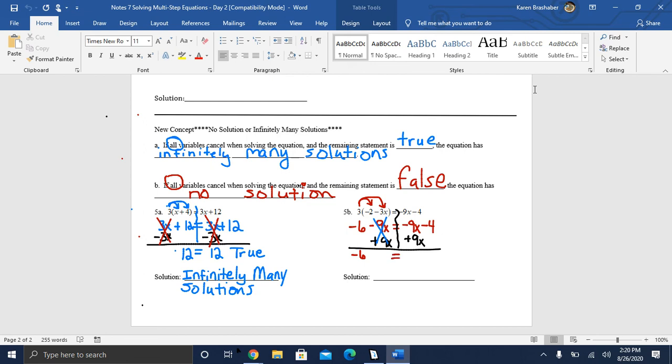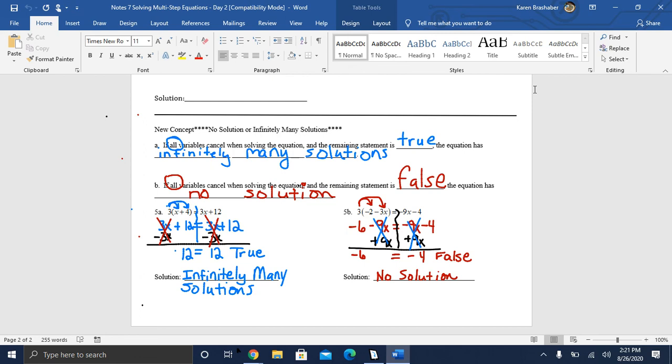And then again, it happens. The negative 9x and the positive 9x cancel out. But I still have something on that right-hand side of the equal sign. I have a negative 4. Only this time, I have a false statement. Negative 6 does not equal negative 4. So that statement is false. And when all the variables drop out or cancel out, and you get a false statement, then you have an answer of no solution.